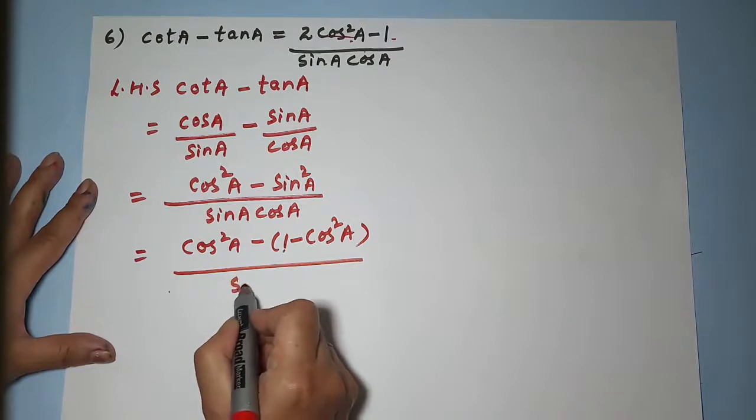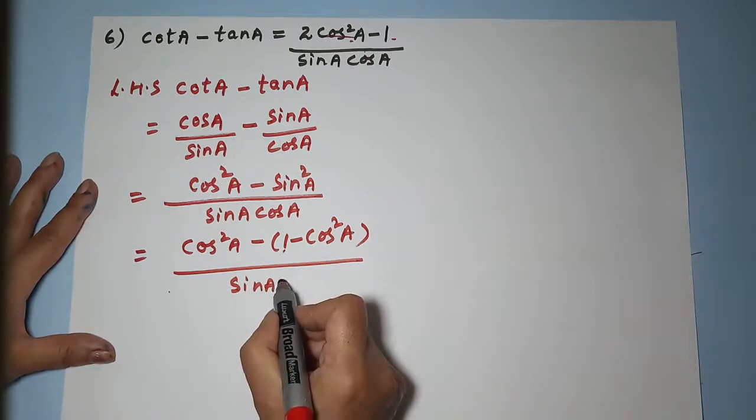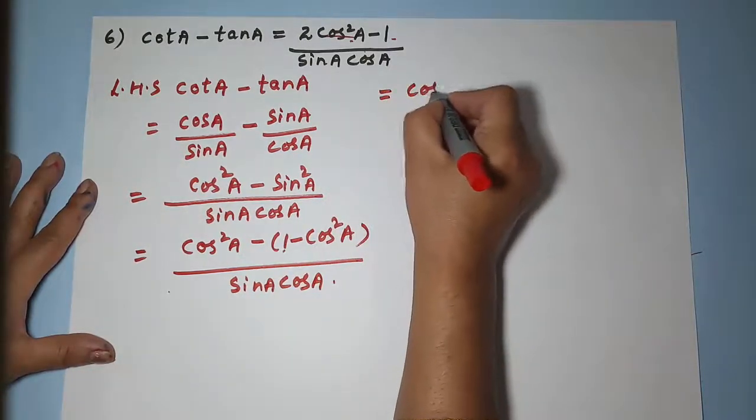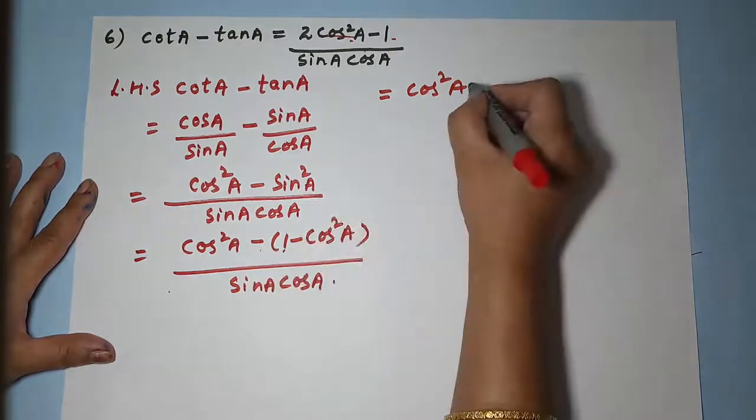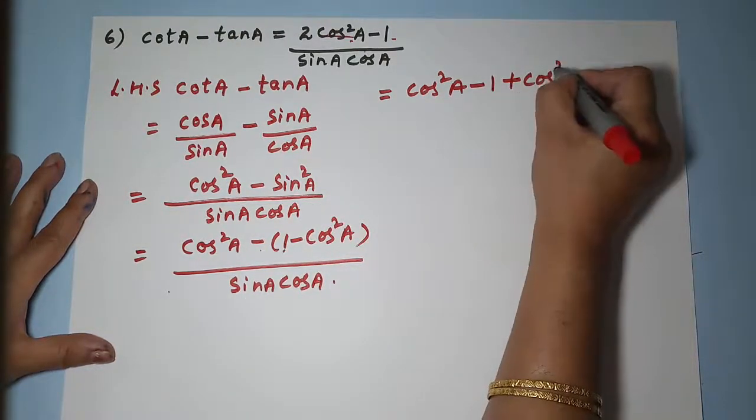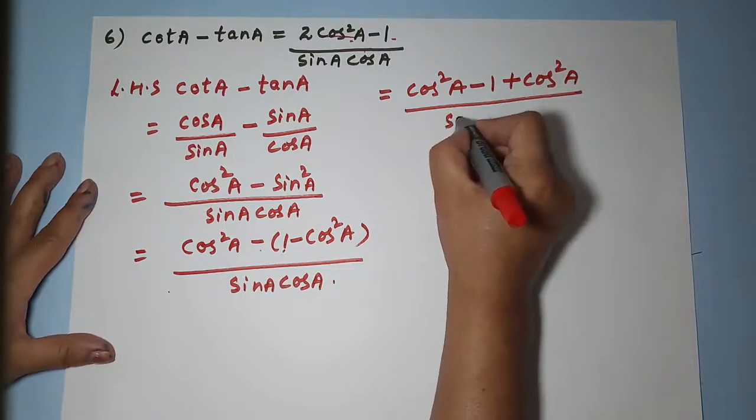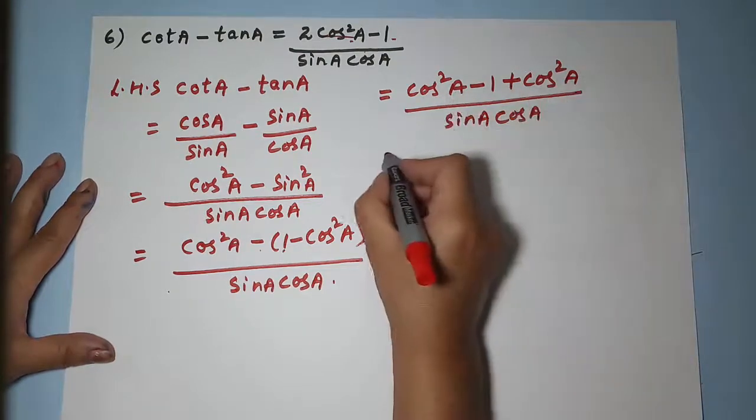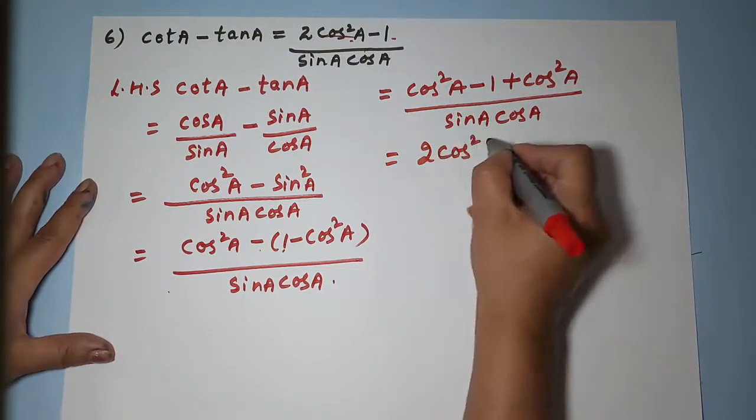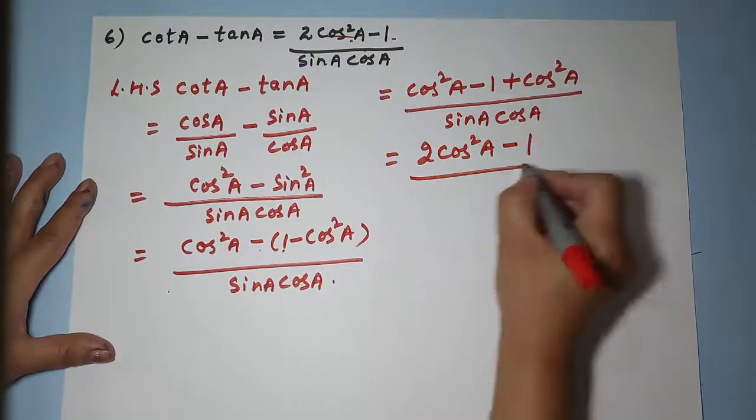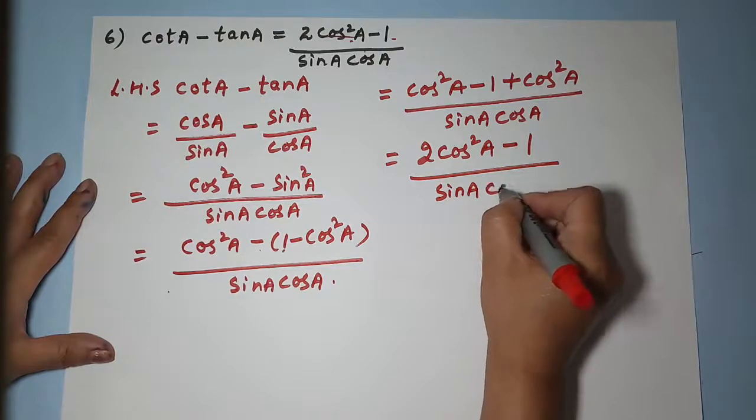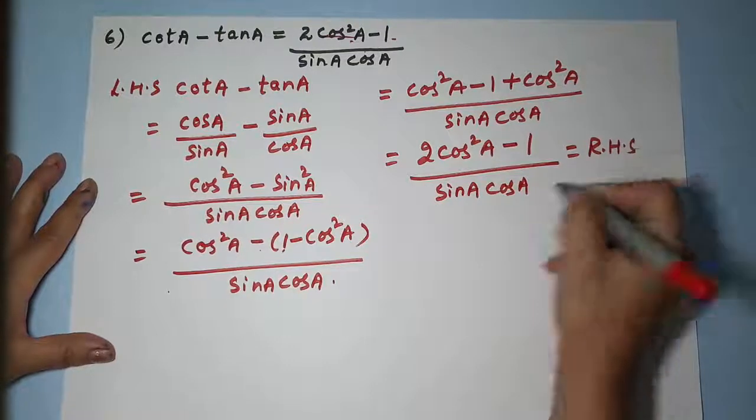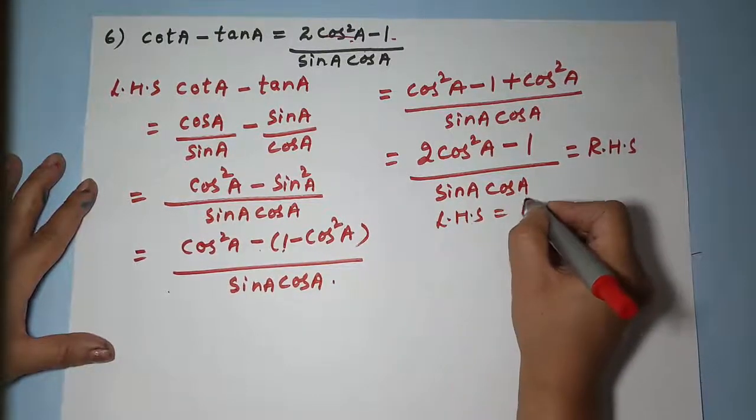So I will have sine A into cos A in the denominator. So that makes it cos square A minus 1 plus cos square A. And in the denominator, I have sine A into cos A. Now cos square A plus cos square A is how much? 2 cos square A. And then this minus 1 divided by sine A cos A. Now, is it equal to your right hand side? Yes. So, you have proved that left hand side is equal to right hand side.